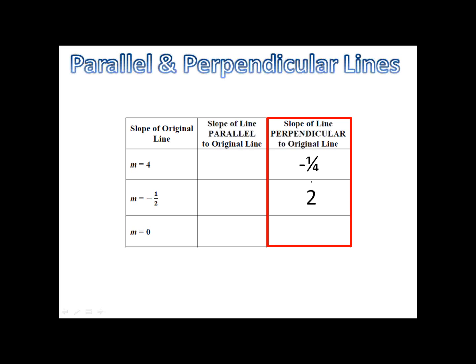Now finally, the last one, we have the original line was a horizontal line. It had a slope of 0. How about the perpendicular line? If the original was horizontal, the perpendicular must be vertical. What do we know about vertical lines? The slopes are undefined. And so we have a perpendicular line with undefined slope. Or, to think of it another way, if the original had a slope of 0/1, the new one has a slope of negative 1/0, and we can't divide by 0.